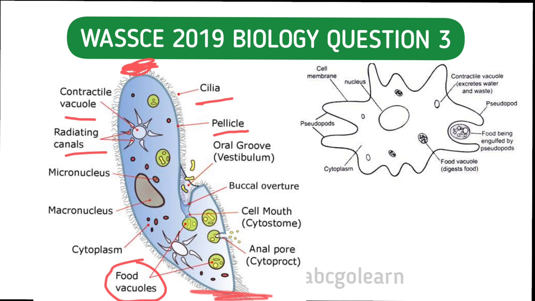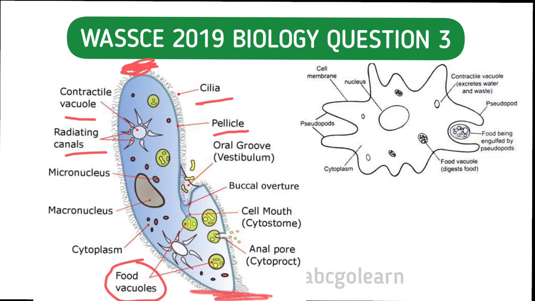Now I want to tell you the functions of these organelles. The contractile vacuole, as you can see here, performs osmoregulation and excretes liquid waste products like dissolved ammonia. I told you that there are two nuclei, and they perform different functions. The meganucleus controls the ordinary activities of the cell. The micronucleus, which is very small and spherical, controls sexual reproduction, that is conjugation, in the organism.